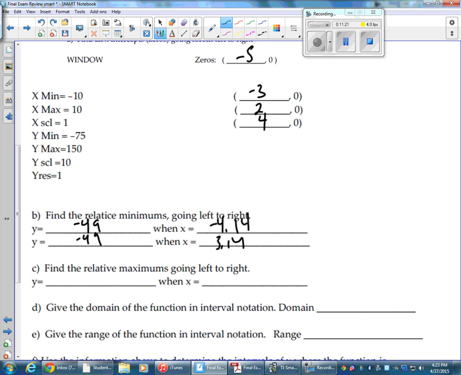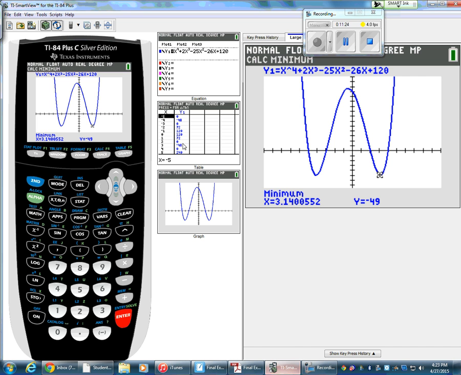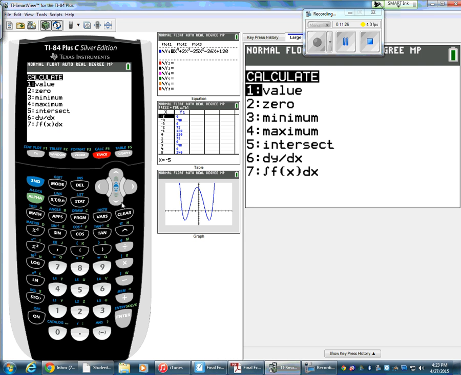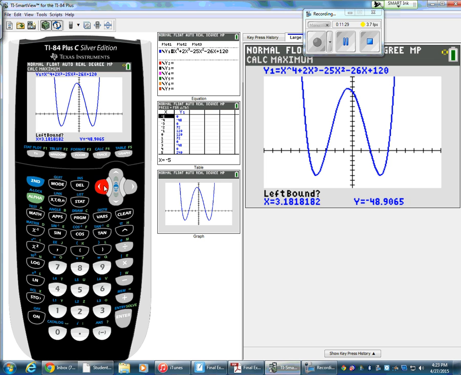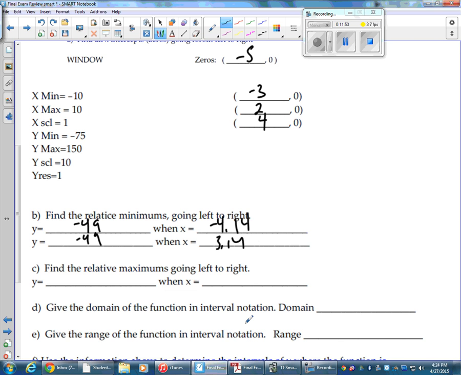Alright, now relative maximum, there's only one of those. So back over here, second trace, this time I want a maximum value. So that's going to be number 4. Got to move over this way. I need a left bound and a right bound. Okay, so left bound and right bound. And enter. I've got a maximum value of 126.56 when x is negative 0.5.